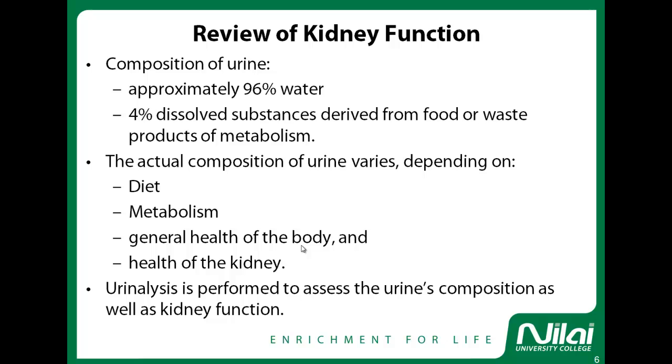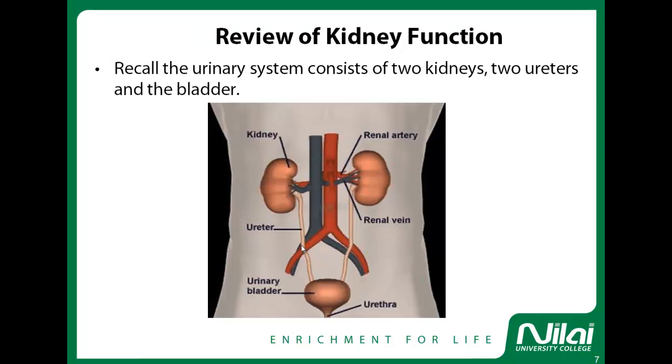So, review of kidney function. The composition of urine is approximately 96% water and 4% dissolved substances derived from food or waste products of metabolism. The actual composition of urine varies depending on diet, metabolism, general health of the body, and health of the kidney. Urinalysis is performed to assess the urine's composition as well as kidney function. Recall the urinary system consists of 2 kidneys and 2 ureters, and the bladder.